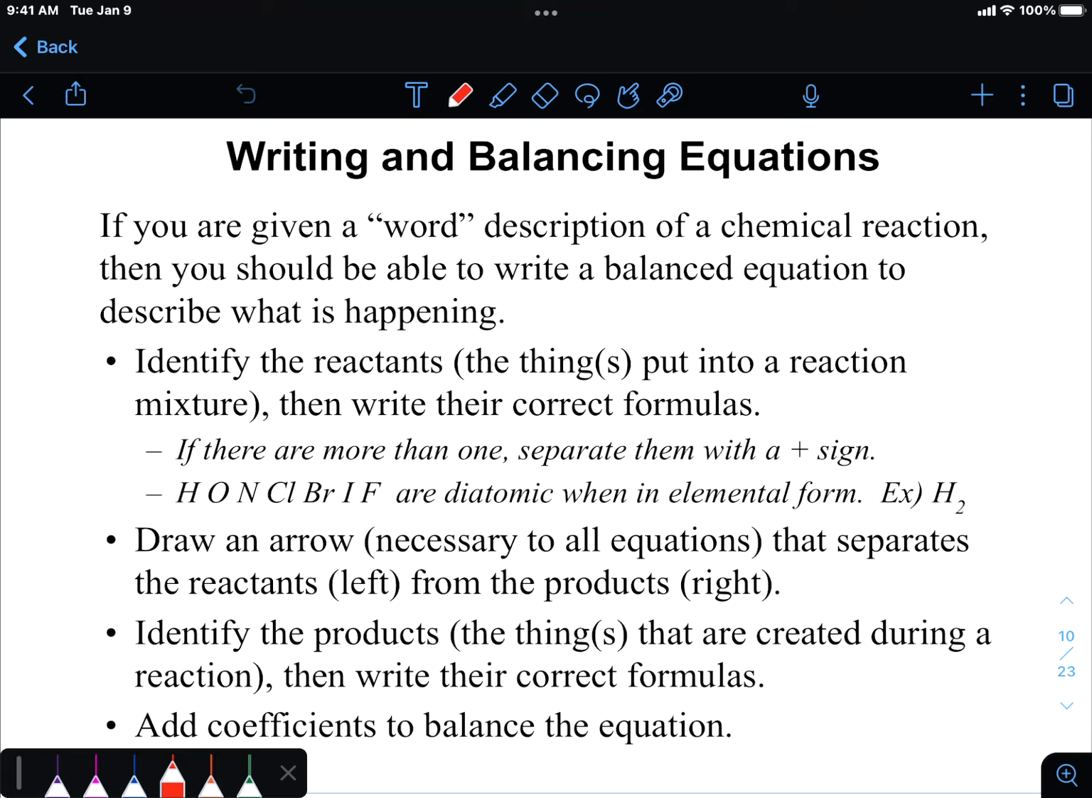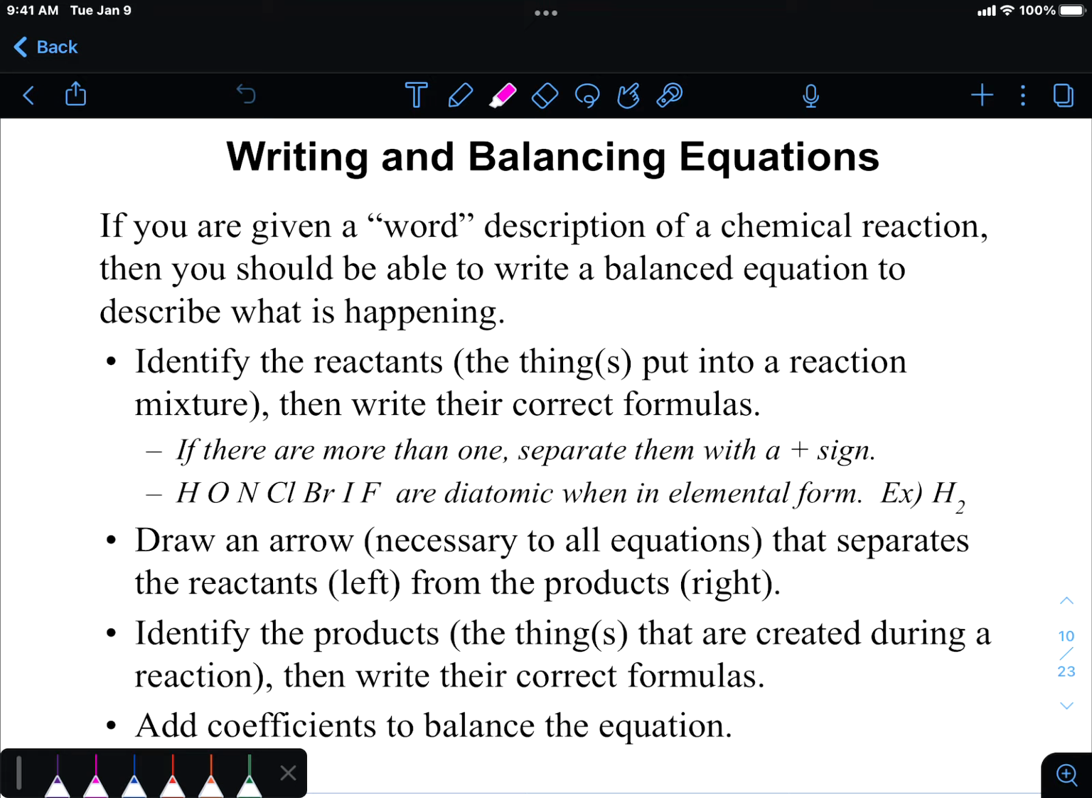Okay, so now that you know how to write a formula, how to write a name, and how to balance the equation, we're going to put them all together and be able to write a balanced equation from a description. Okay, so this means you've got to figure out what the reactants are, what the products are, meaning which side of the arrow they go on, and then what the correct formulas are, and then how to balance it.